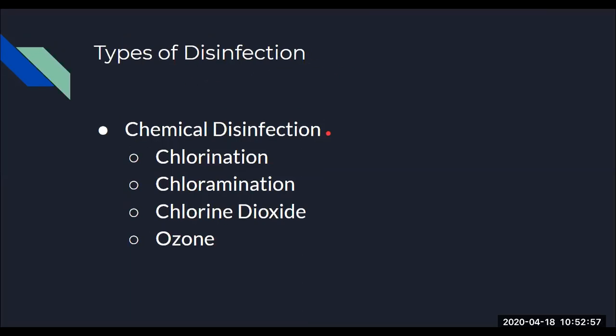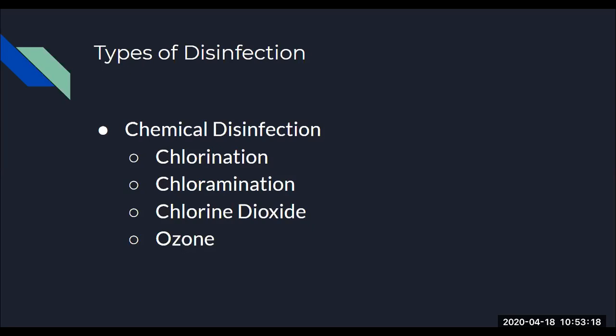Okay, next one is chloramination. That's basically a mixture of chlorine and ammonia. That is usually made on the spot as you need it, and that's another disinfectant. Chlorine dioxide is a substance that has chlorine and oxygen in it.